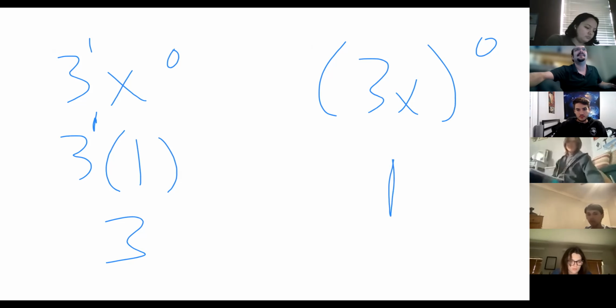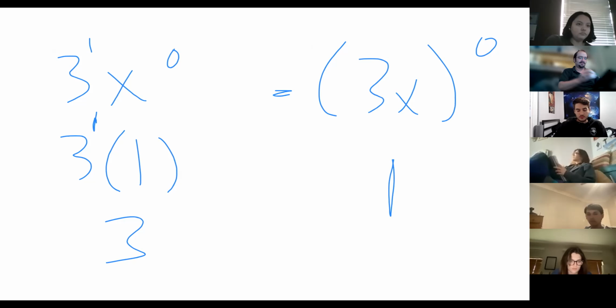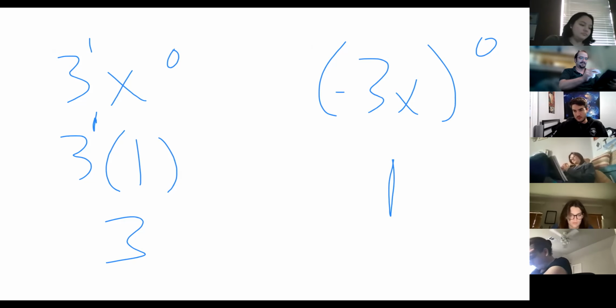If I tack on a negative, how would that change it? It would be to the negative 1. If I did put a negative on the outside, it would tag along. No, it is 1. If I put a negative on the inside, does that change it? No. It's 1.